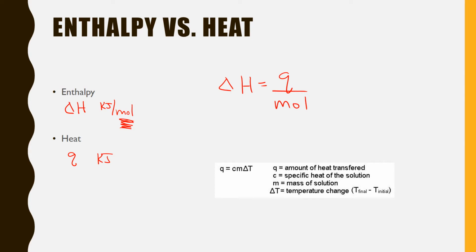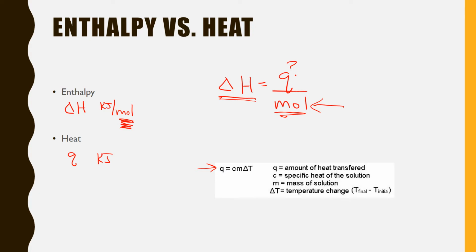So if I have heat, which is Q, and I want to find delta H, I have to divide by moles there to get that. If I have delta H and I want to find Q, then I have to take my delta H value and multiply by the moles here to get my Q value. How we find Q is this equation here. Q equals MC delta T, or you probably hear me refer to it as MCAT.